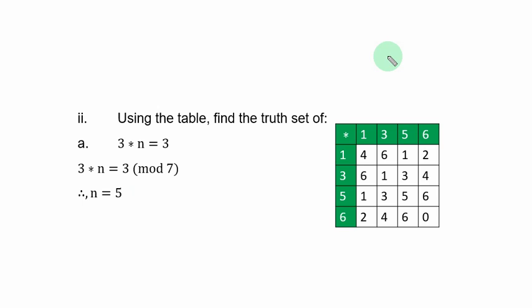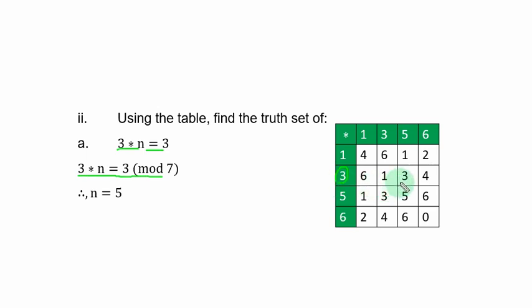Question 2, part A. Using the table, find the truth set of 3 asterisk n equal to 3. What that means is 3 asterisk n equal to 3 modulo 7. So the element 3 is what you have in the row. So this is the 3 here. The remainder is 3. So we have 3 here.